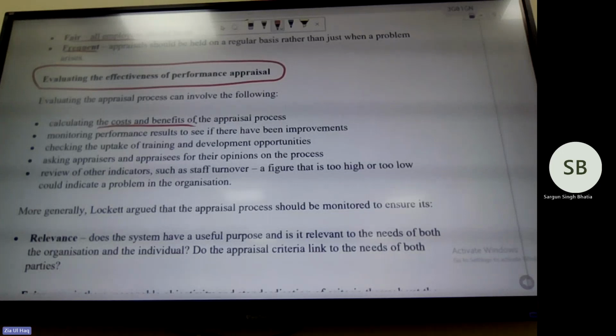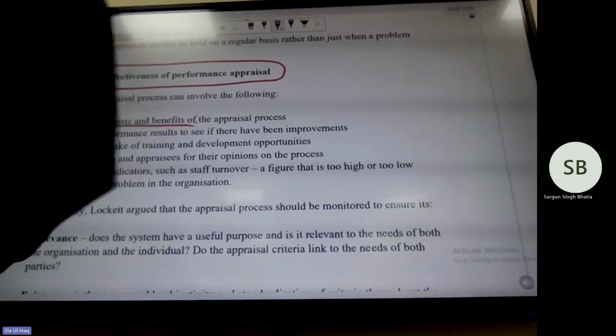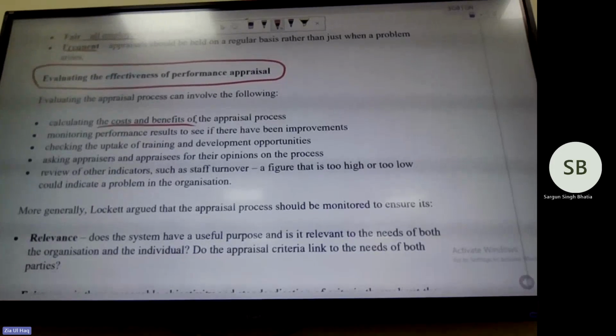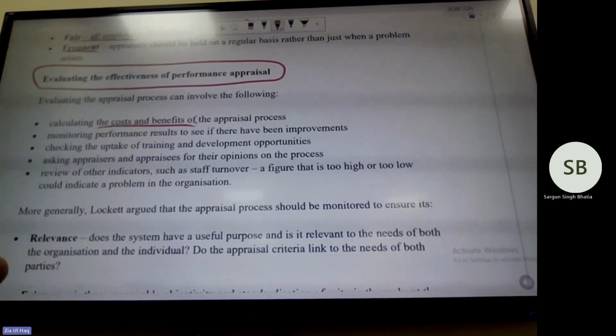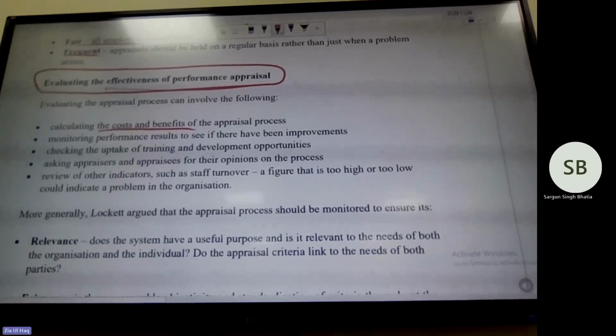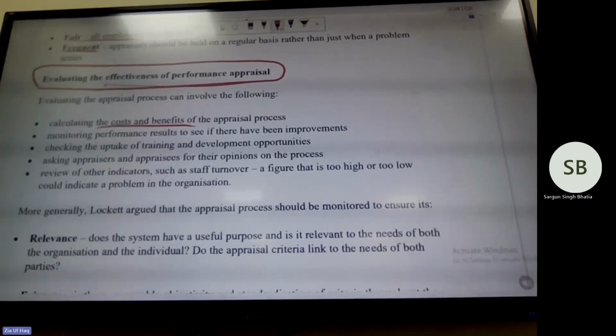If you are spending money and time on performance appraisal but not getting proper benefit, I mean not promoting the employees, not increasing their pay, not increasing motivation among employees, not highlighting a future action plan, this means this performance appraisal is not effective. You are just wasting time and money. How can we evaluate the effectiveness of performance appraisal?